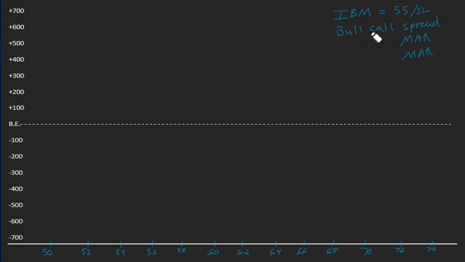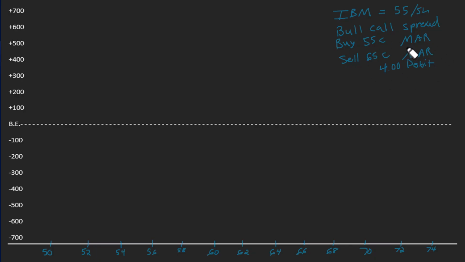In this strategy, you always buy a lower strike call and sell a higher strike call. So maybe in this example, we buy the 55 call and we sell the 65 call. So we have on a $10 spread. Maybe in this case we pay $4 for the trade, what we call a $4 debit. So now we have the details of the trade.